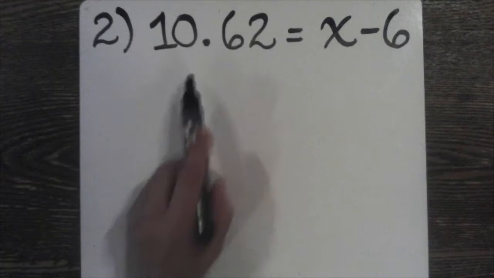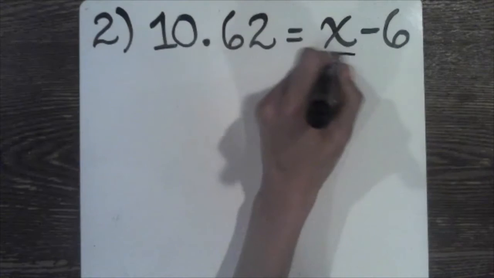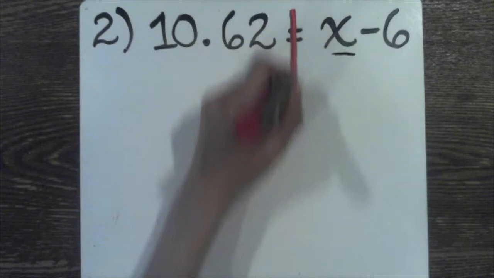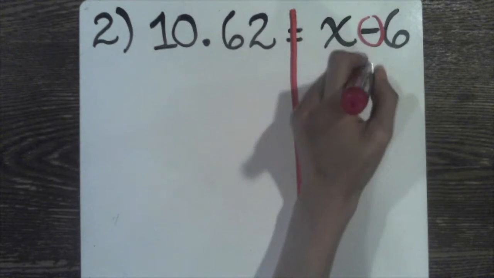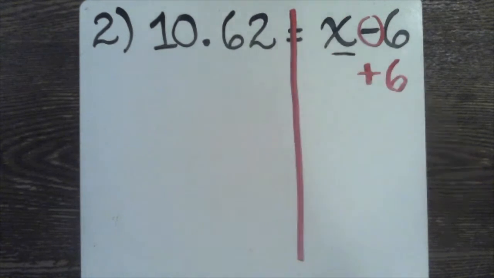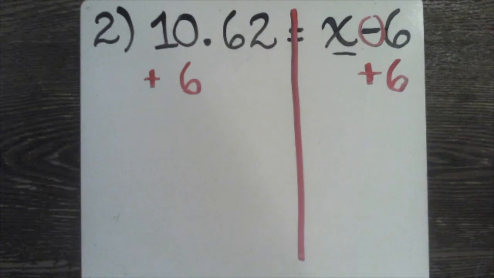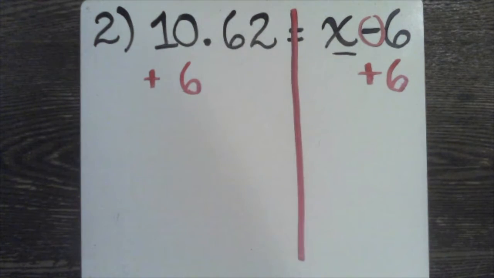This time we have 10.62 again equals x minus 6, with my x on the right side of the equation. I am going to split up my left and my right side so that I can focus on the right and look for a plus or a minus. I see a minus 6. To cancel that out, the opposite operation is a plus 6. And I am careful to line up the 10 and the 6 so I can add properly.